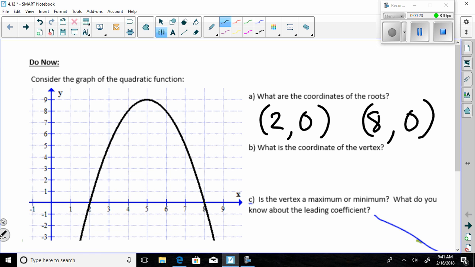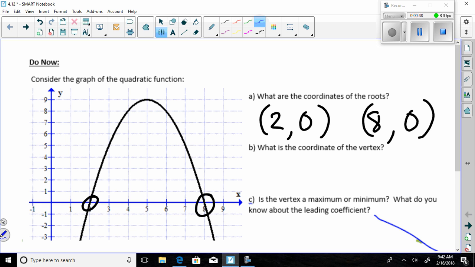So remember, X-intercepts, I see people messing it up and putting 0, 2, or I see people doing 2, 8. Remember, they're 2 separate points, and it's where it crosses my x-axis. So those are your roots, solutions, zeros, they all mean the same thing.